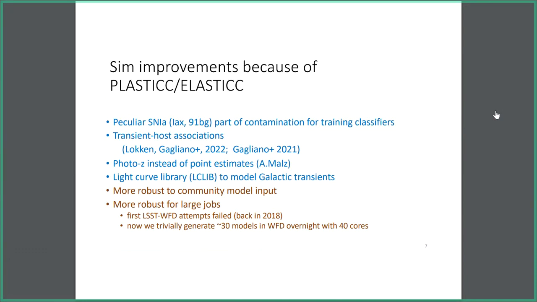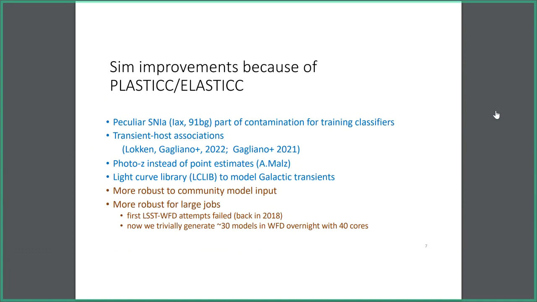Let's see. There we go. It's worth pointing out some simulation improvements because of PLAsTiCC and ELAsTiCC, and I was anticipating improvements, which is why I got involved, even though PLAsTiCC and ELAsTiCC are not cosmology analyses. I thought there was a lot of synergistic overlap where everyone would benefit. So, for example, peculiar SN Ia are now a standard part of our contamination that we use for training classifiers and using for BEAMS. So it's actually part of our SN Ia analysis now.